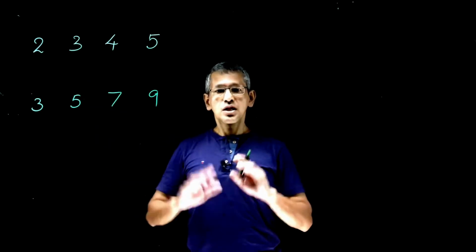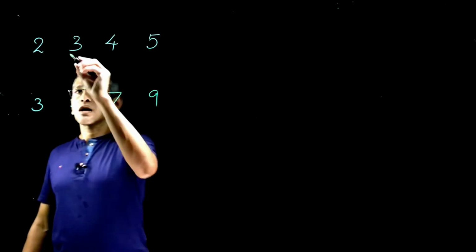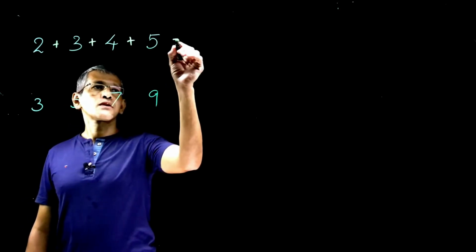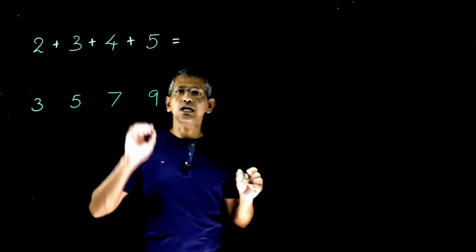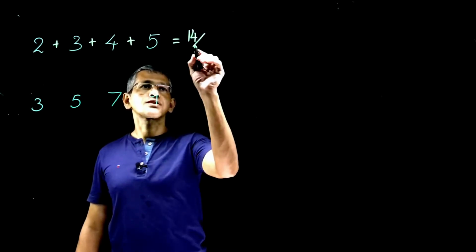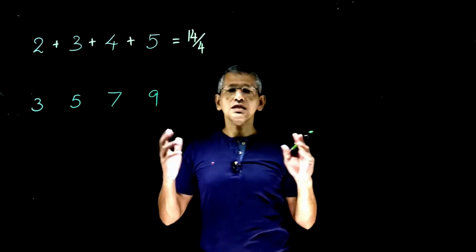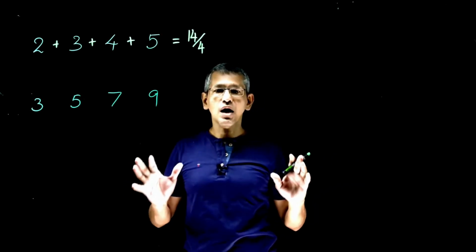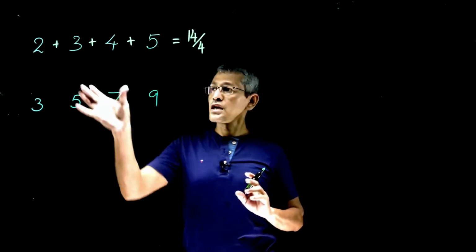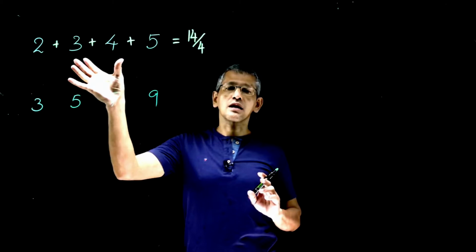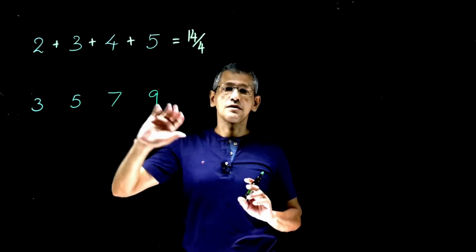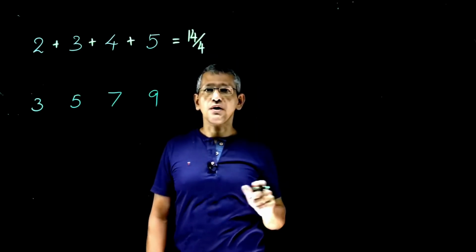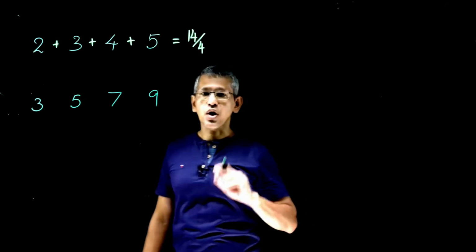The normal method is pretty simple. What we have is 2 plus 3, 3 plus 4, 4 plus 5. So how much is that? 5, 10, 14, right? 14 by 4, that's the average. However, in that case we need calculation. Without much calculation, how do we find the average? That's the question in front of us. So 14 by 4: 14 by 2 is 7, 7 by 2 is what? 3.5. So average is 3.5.